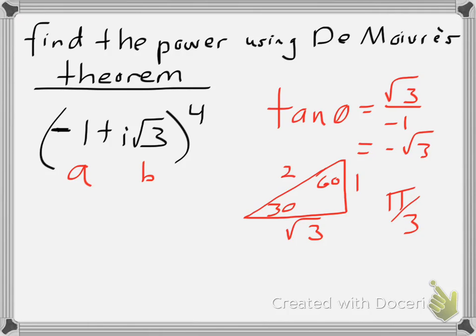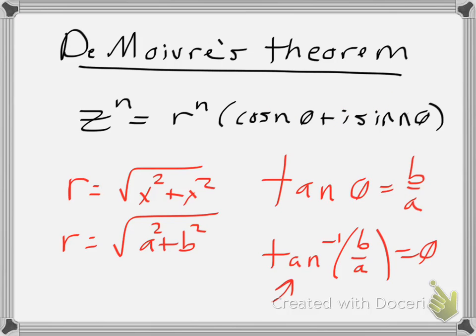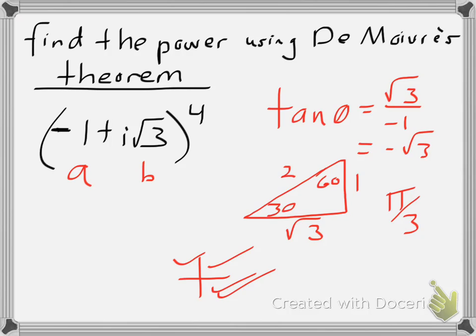Now, since tangent is negative in this case, tangent is negative in quadrants 2 and 4. To narrow it down, looking back at my rules here, inverse tangent is defined on negative pi over 2 to pi over 2, which represents quadrants 1 and 4. So I have my overlap in quadrant 4. So if we're in quadrant 4, using pi over 3 as a reference angle, I can determine that my theta is 5 pi over 3.